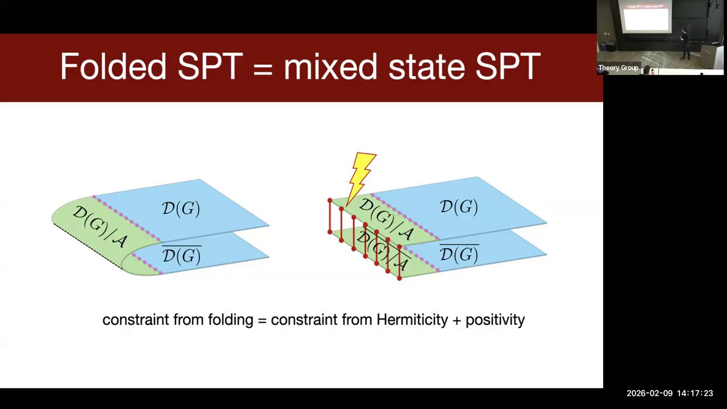So the statement is that first, for the bulk topological order in this doubled space, rho in the doubled space will be a valid density matrix if this M matrix is symmetric and positive.